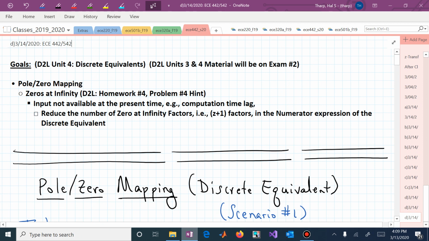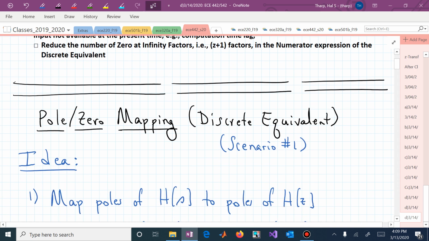In this video, this will wrap up our Unit 4 on discrete equivalence. We're doing now the pole zero mapping strategy for finding discrete equivalence. And again, we're doing scenario number 1, which is where we're looking at a direct input-output equivalence between H of s and H of z.